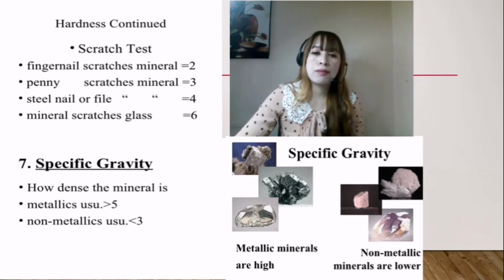Next is the specific gravity of a certain mineral. It's also one of the physical characteristics. It refers to the density of the mineral. Metallic minerals are usually greater than 5, and non-metallic minerals are usually less than 5. So these are the specific gravity values, metallic and non-metallic, in the image.